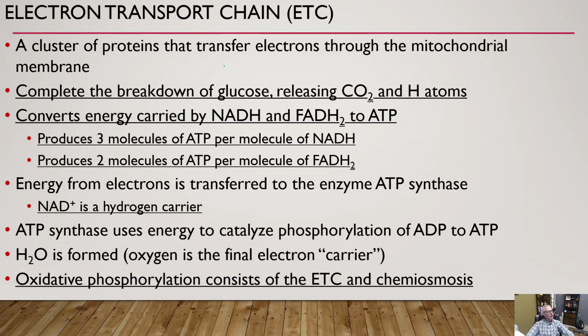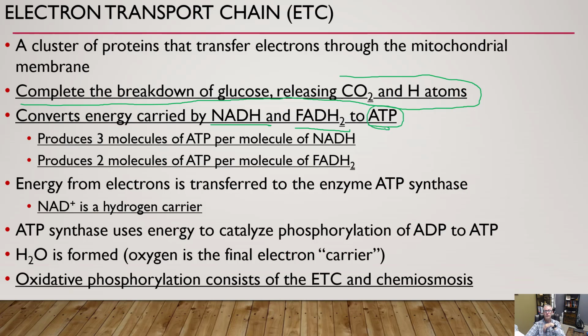So basically, with the electron transport chain, once we do all of our glycolysis, pyruvate oxidation, and citric acid cycle, the electron transport chain is the step that's going to complete the breakdown of glucose, and it's going to release carbon dioxide and hydrogen atoms. Also, during glycolysis and the citric acid cycle, we produce these things called NADH and FADH2. And the electron transport chain is going to convert those NADHs and FADH2s to ATPs.